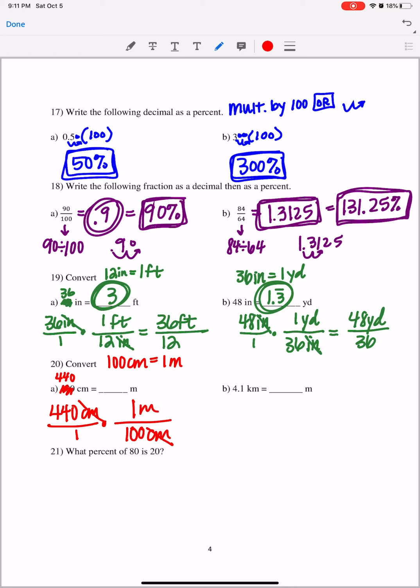So my centimeters cancel. And so 440 times 1 meter is 440 meters. 1 times 100 is 100. And so when you divide, you get 4.4. Now, again, these conversions here we're going to give you. So if you like dimensional analysis, this is a perfect way to do it.